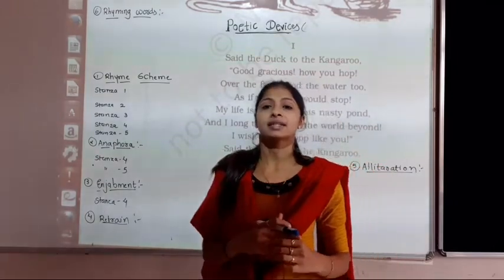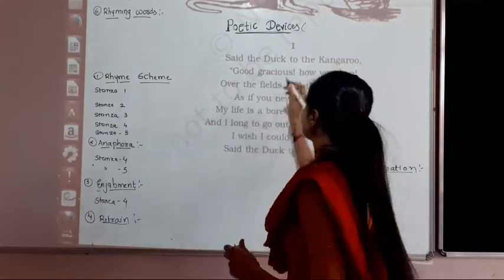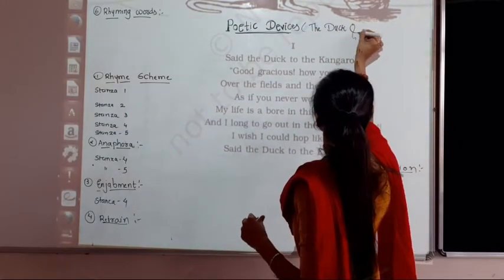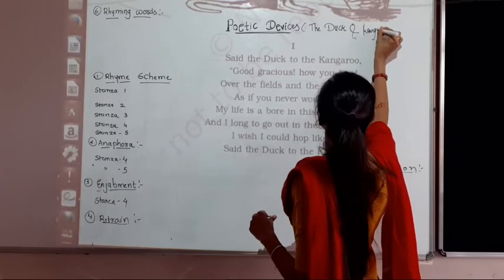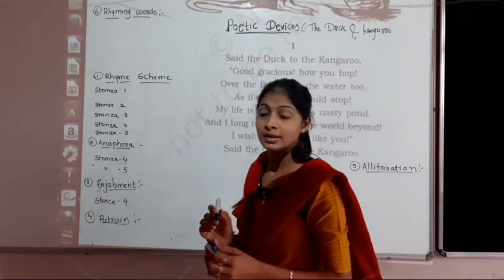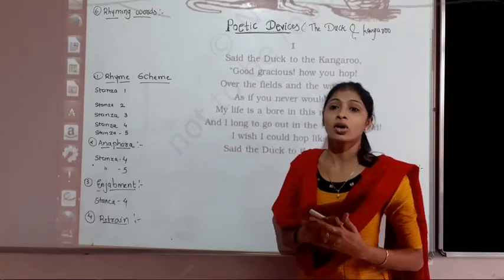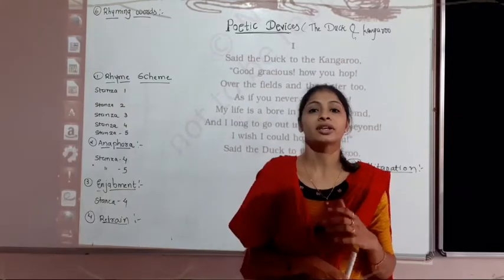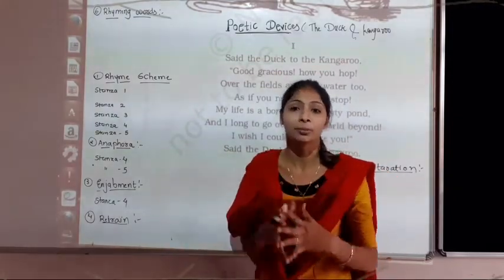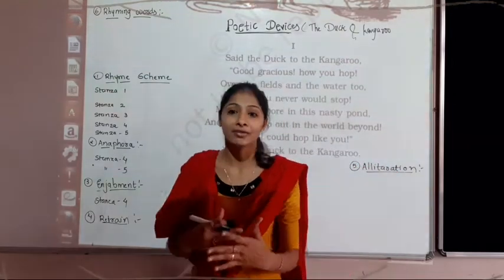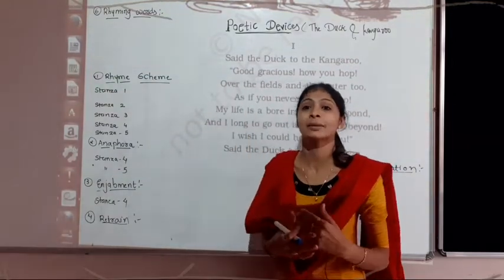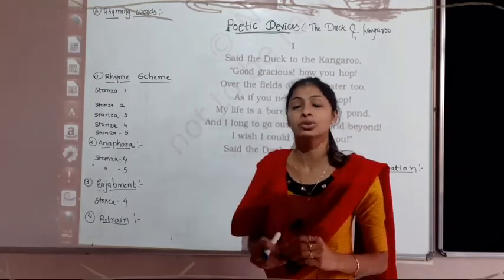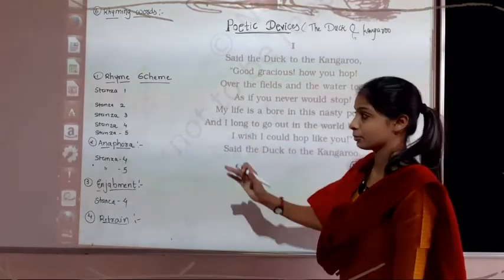Today we will discuss the poetic devices of the poem The Duck and the Kangaroo. Students, as we discuss every poem, we are discussing the poetic devices, which type of figures of speech are used by the poet in a particular poem. Here, in The Duck and the Kangaroo, Edward Lear has used many figures of speech because he had poetic license. So today we will discuss the poetic devices of this poem.